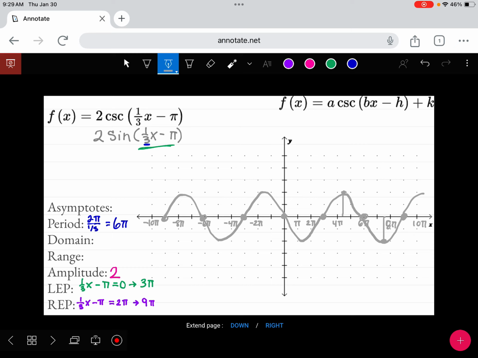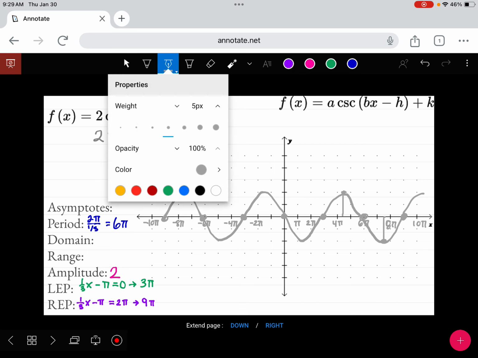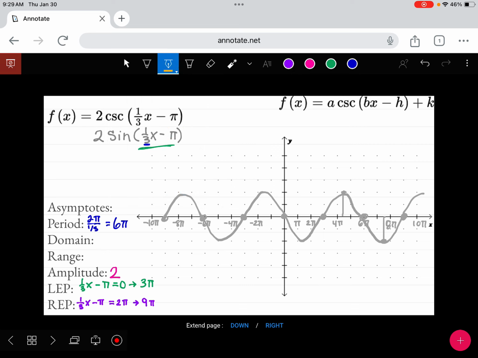So our asymptotes for our cosecant are gonna happen everywhere our sine is 0. So our asymptotes are going to happen. Our very first one on sine is right at our left endpoint. I'm going to have one here and here. And then we have another one here. We have another one here. And another one here. And another one here. We have a bunch.